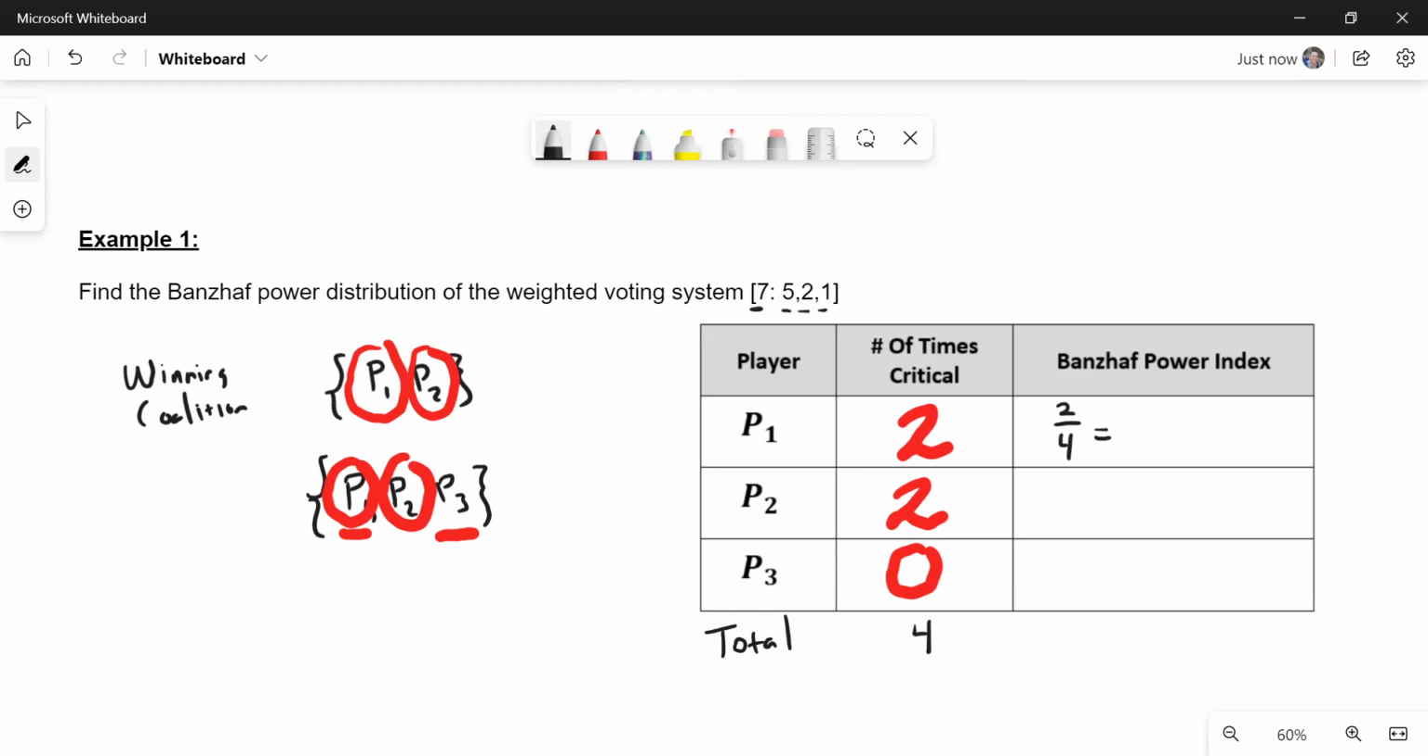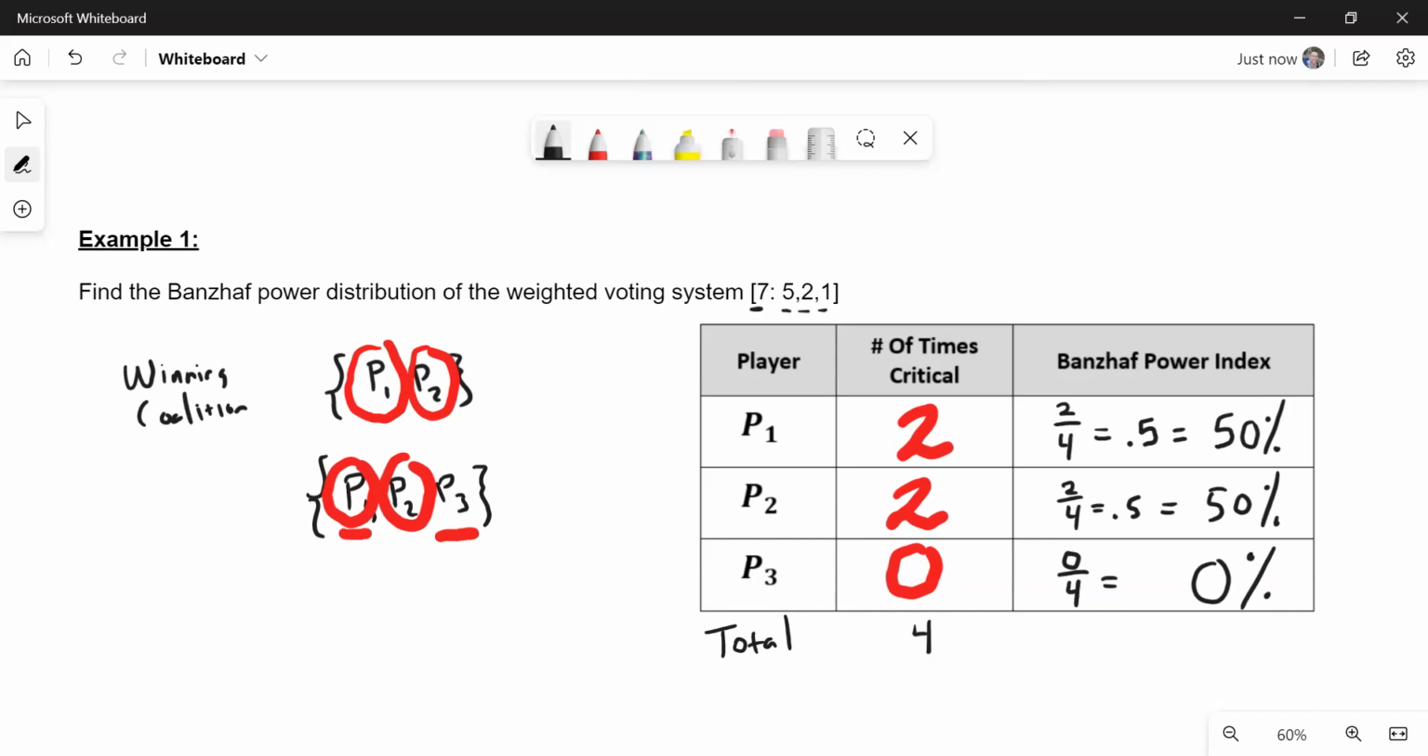If you grab your calculator, you might know it in your head. 2 divided by 4 is 0.5. Move the decimal place twice or multiply by 100. You see that's 50% of the power. We have the same exact calculation for player number 2, having 50% of the power. For player number 3, 0 times out of 4, that of course being 0%.